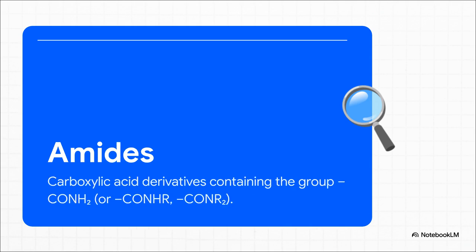So what happens if you combine the two families we've just talked about? You get an amide. It's a bit of a mashup. It has a nitrogen atom bonded right next to that carbonyl group we saw earlier. And this link is incredibly stable and important. It's the peptide bond that literally stitches amino acids together to form proteins.